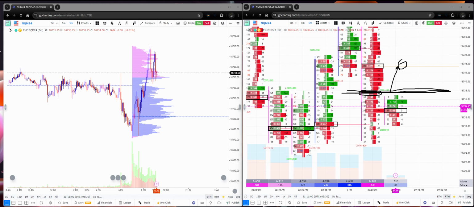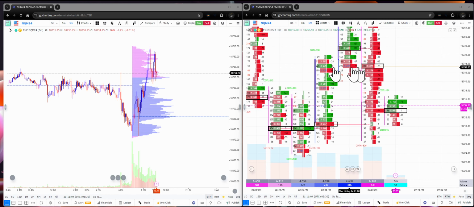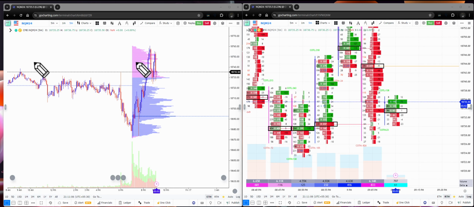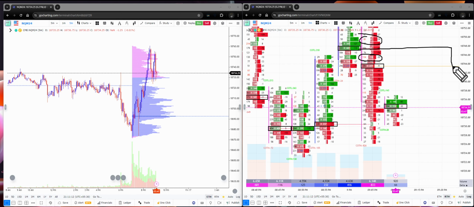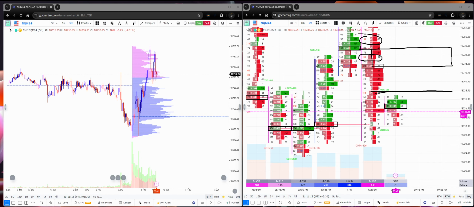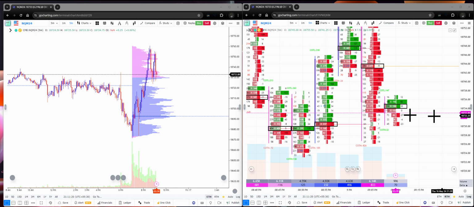Okay, and why is that? Because I see the one is the POC, and just above that is what I see as an imbalance over here, and the next one comes over here. So this is the target that I would have in mind if I'm looking for a scalp above this zone, that is 738.